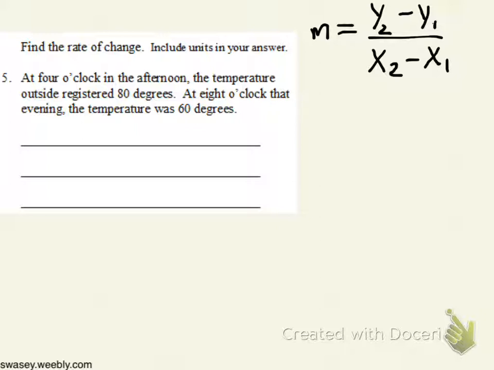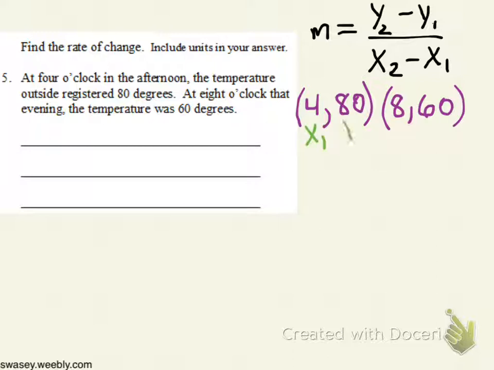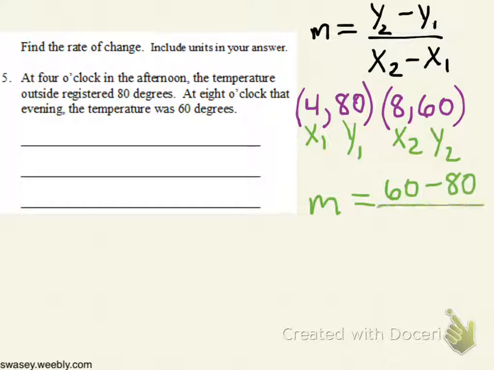Average rate of change is the same as slope. So we need to locate our points. We've got 4 o'clock in the afternoon, temperature is 80 degrees. And then 8 o'clock that evening, it's 60 degrees. And so we'll label our points and substitute into the slope formula. So on the top we should have 60 minus 80. On the bottom, 8 minus 4. And so we get negative 20 over 4.